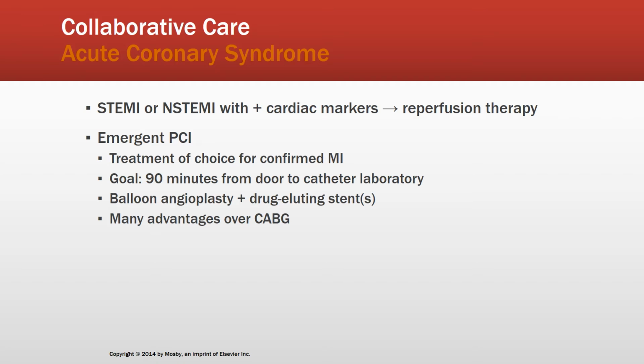The whole goal in treatment of MI is to salvage as much myocardial muscle as possible. Remember, time is muscle. So the quicker we do interventions, the quicker we find out what's going on with our patient, the less damage there will be. Emergent PCI is the first line of treatment for patients with confirmed MI.